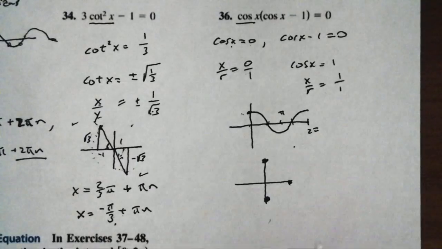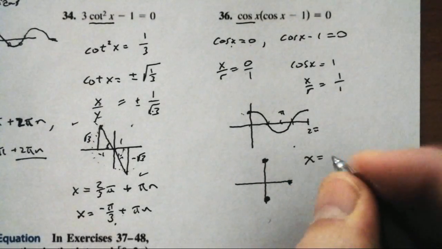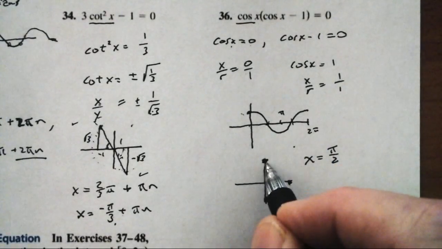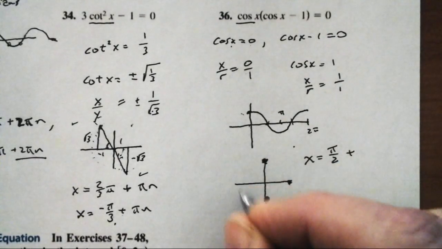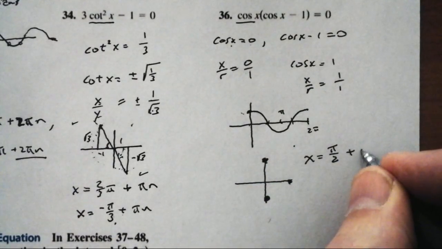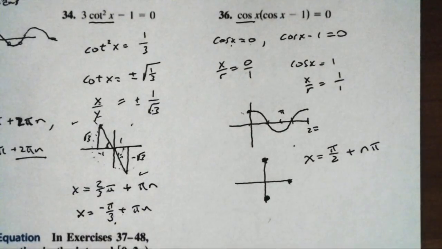So how could we name those? We could say, well, x equals pi on 2, right here, plus a half revolution and another half revolution and another half revolution, plus multiple half revolutions.